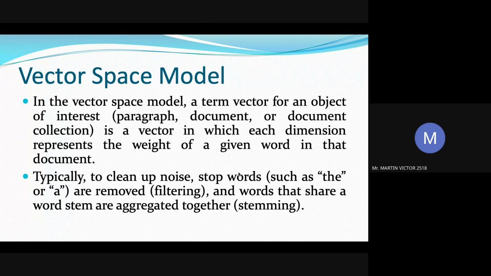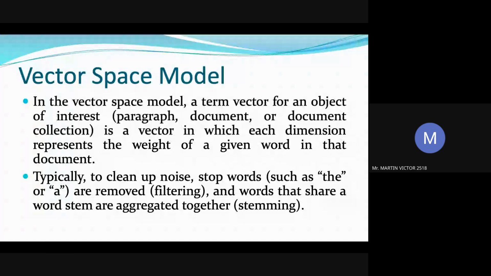Then comes the vector space model. Okay, so in our lab session, we have seen this count vectorizer. Count vectorizer is actually used to find the frequency of the words that have taken place in a particular document, right? So for that count vectorizer, there is a vector space model. Initially, the first step is to remove the stop words. Okay, that is what you can see.